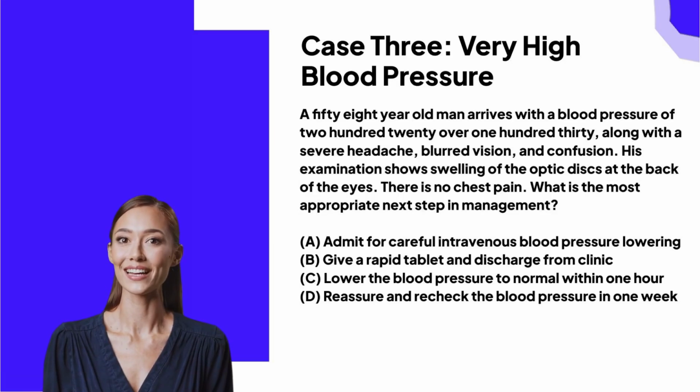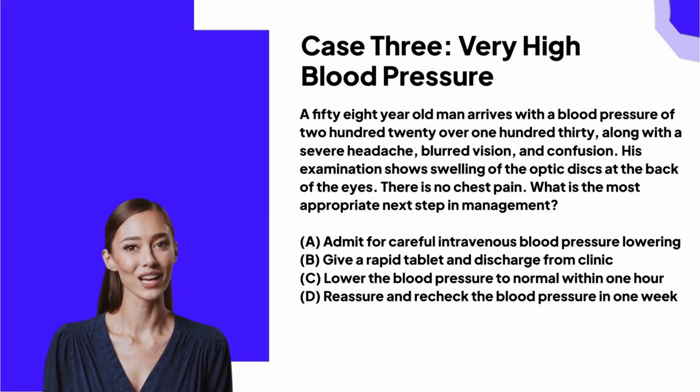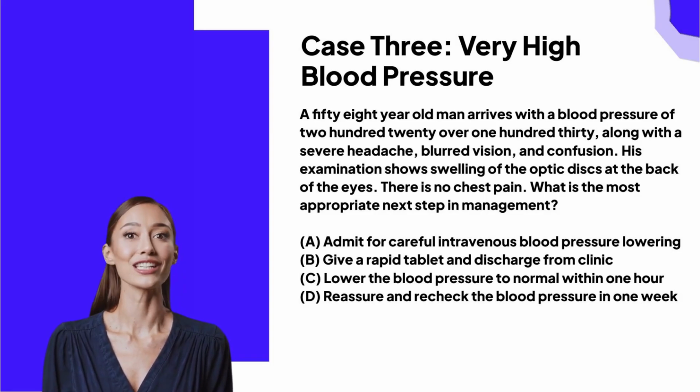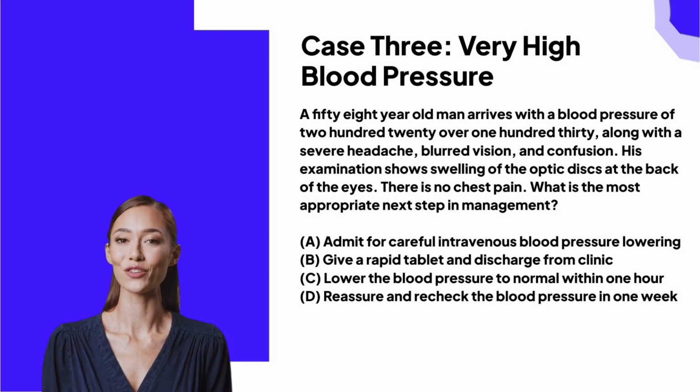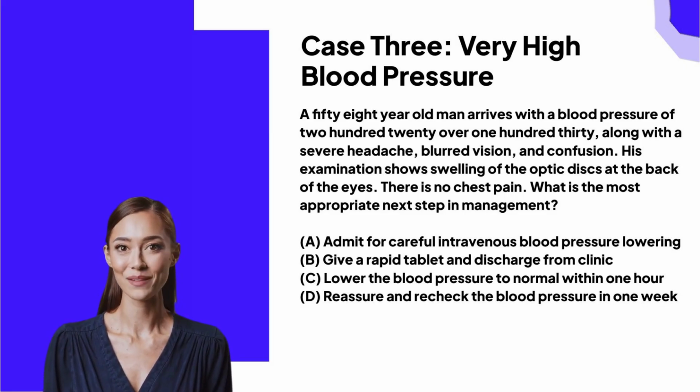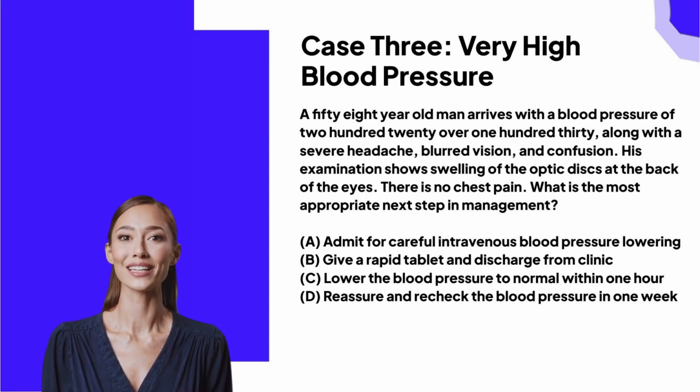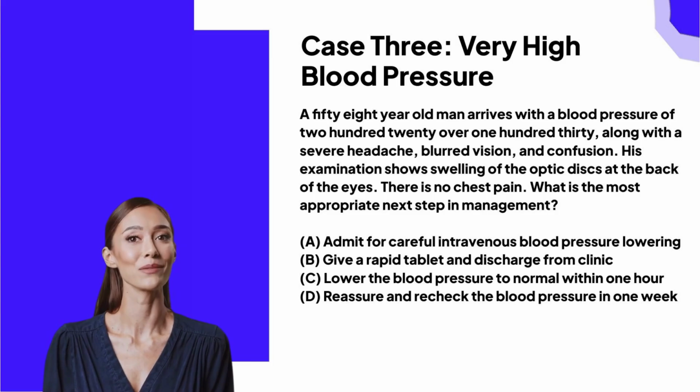Here is our third case, and it tests dangerously high blood pressure. A 58-year-old man arrives with a blood pressure of 220/130, along with a severe headache, blurred vision, and confusion, and his examination shows swelling of the optic discs at the back of the eyes. He has no chest pain. The question asks for the most appropriate next step.